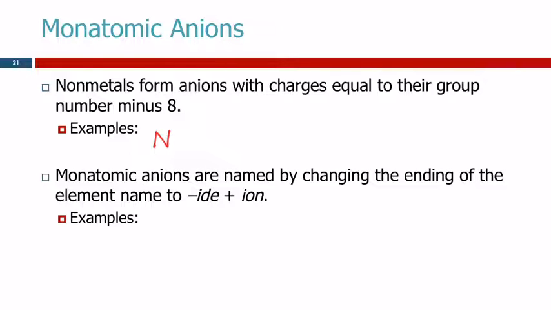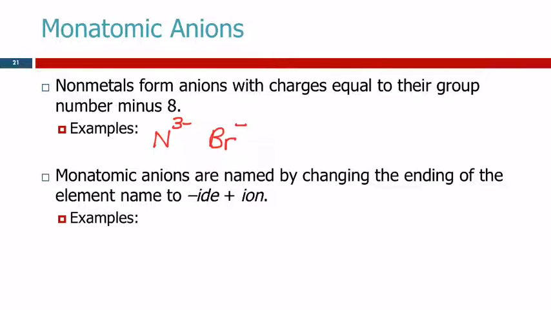What's 5 minus 8? -3. So this is N3 minus. How about bromine? What group is bromine in? 7. Group 7. 7 minus 8 is -1. Bromine has a -1 charge. We just write the negative sign.